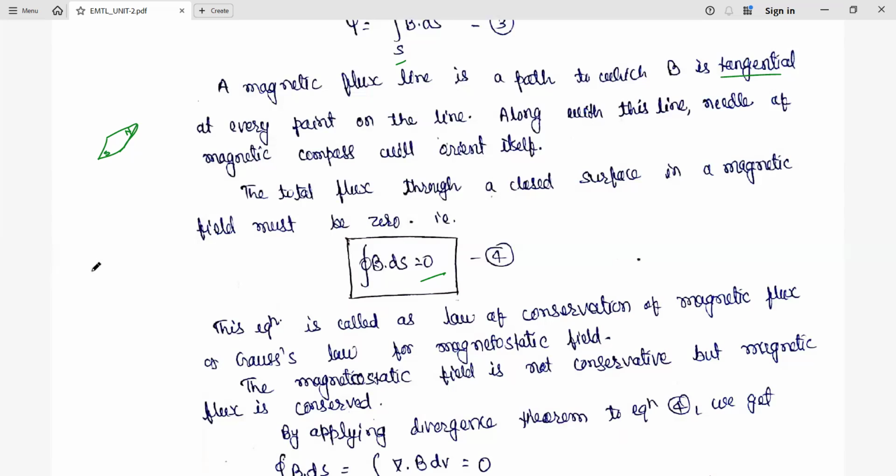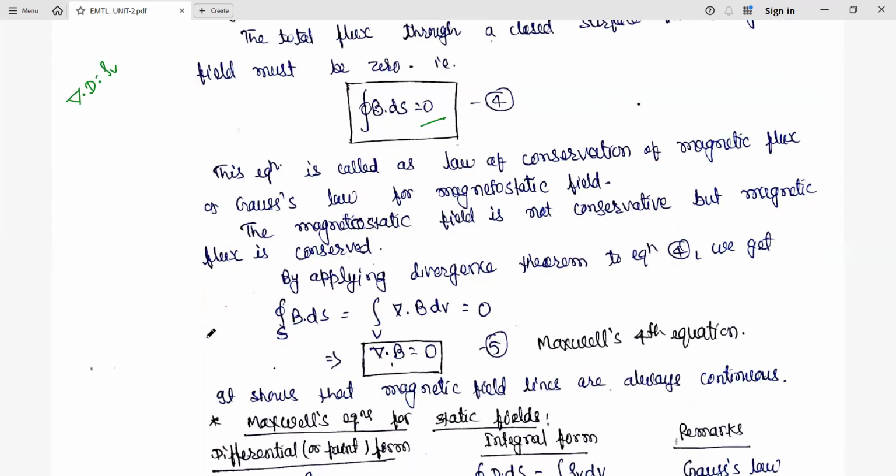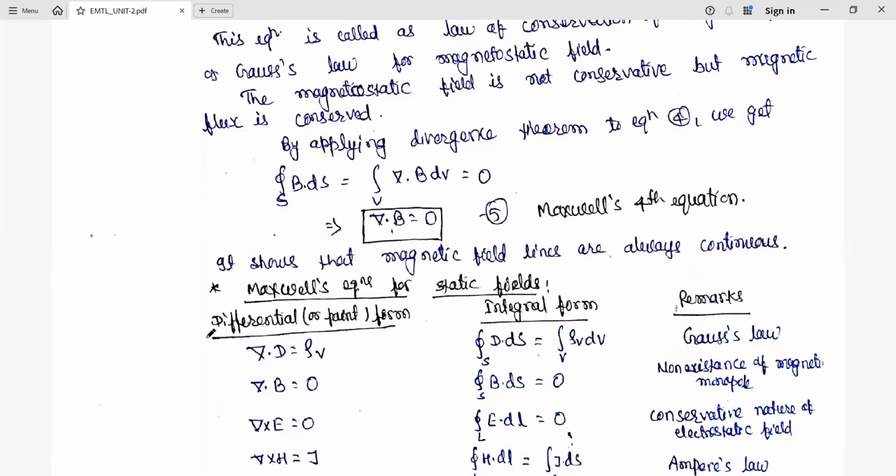Earlier, in the case of electrostatics, we have del dot D equal to rho V, where rho V is the volume charge density. In magnetostatics, the field is not conservative, meaning we have del cross H equal to J. That's why the field was not conservative. But here we see that the integral of B dot ds is equal to 0. It shows that the flux density is conservative.